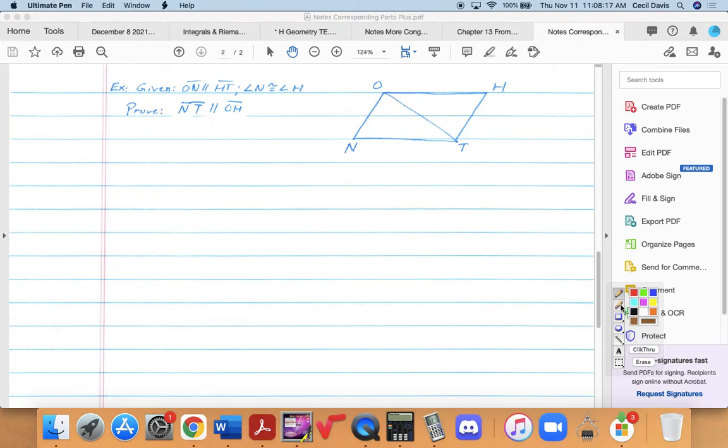And we'll do this one as a flowchart proof. So ON is parallel to HT, and angle N is congruent to angle H. Suggestions as to what we should do next?